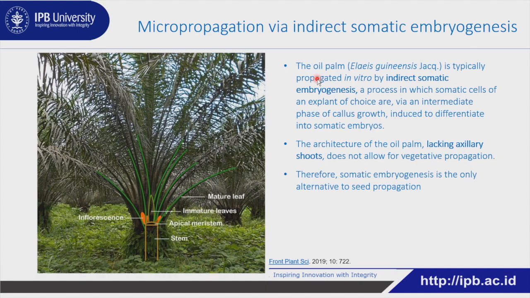Therefore, the oil palm is typically propagated in vitro by indirect somatic embryogenesis. I hope you still remember about that. It's a process in which somatic cells of an explant of choice, via an intermediate phase of callus growth, are induced to differentiate into somatic embryos. The architecture of the oil palm, lacking axillary shoots, does not allow for vegetative propagation. I think I already explained it before. Therefore, somatic embryogenesis is the only alternative to seed propagation in the oil palm case.